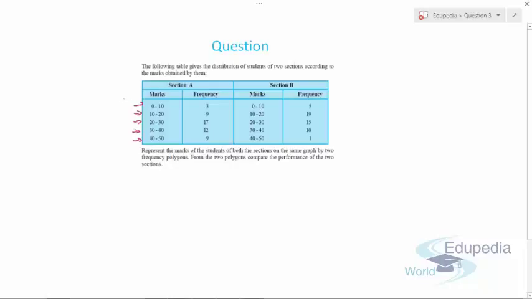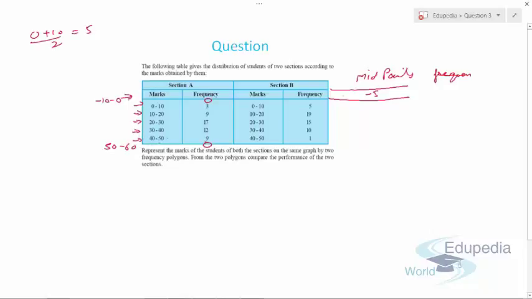So let's do it. Let's have one preceding class from -10 to 0 with frequency 0, and one succeeding class from 50 to 60 with frequency 0. So these are the two classes with frequency 0. Now let's find the midpoints. So for the preceding class, the midpoint is -5, right, and the frequency is 0. We need not write the frequency. Then for this class the midpoint is 0 plus 10 upon 2, which is 5. So we can write 5.